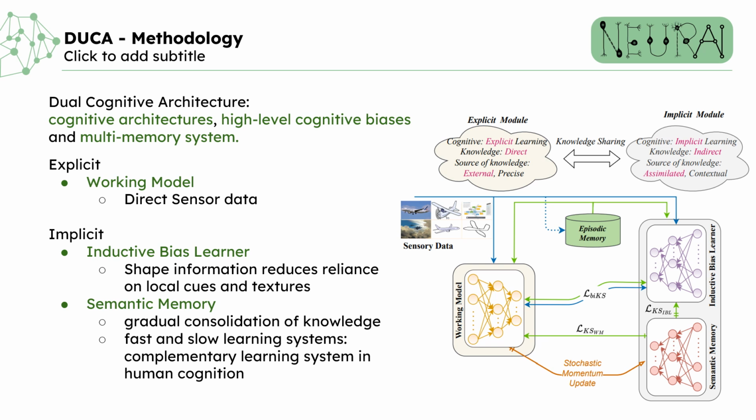This emulates the consolidation of information in the slow and fast complementary learning system. This performs a gradual accumulation of knowledge from the explicit working module. All these modules learn and share relevant contextual information and assimilated knowledge with each other.